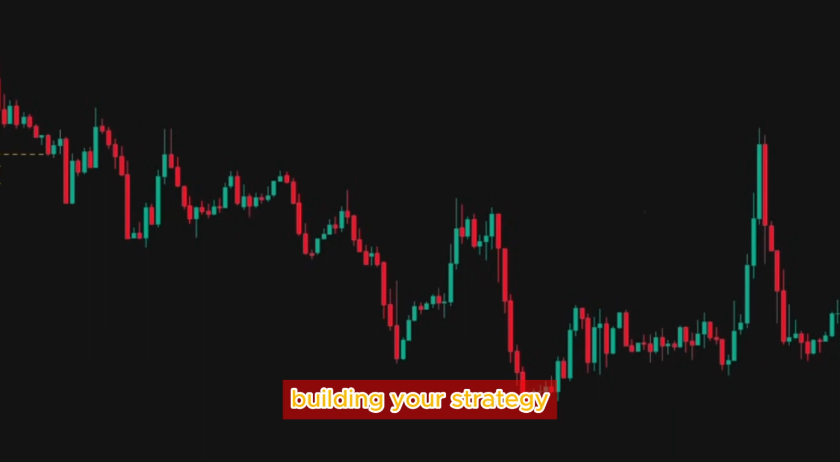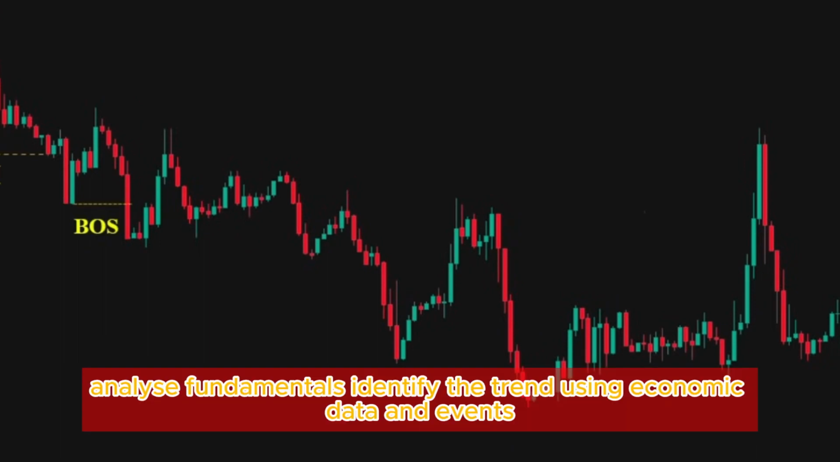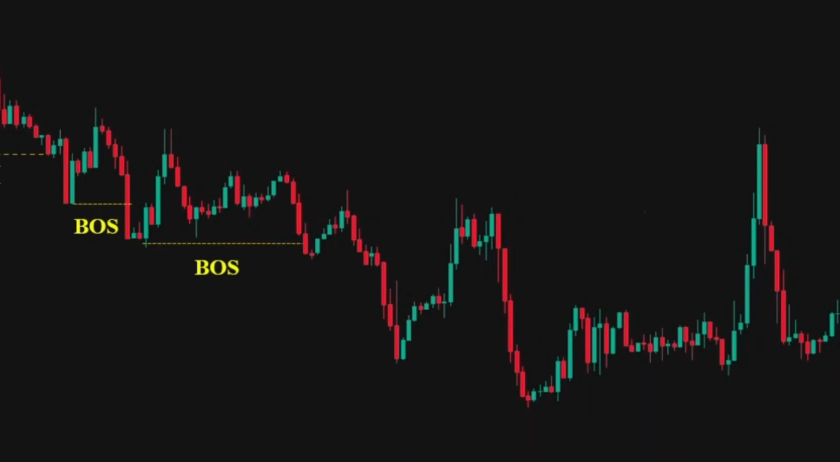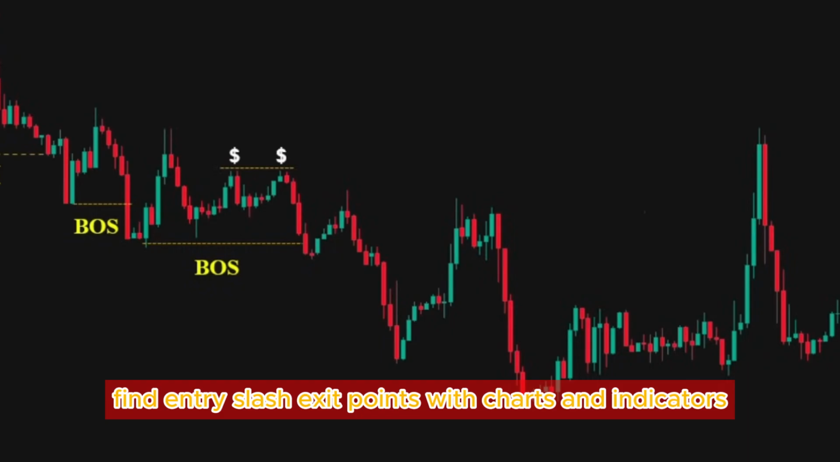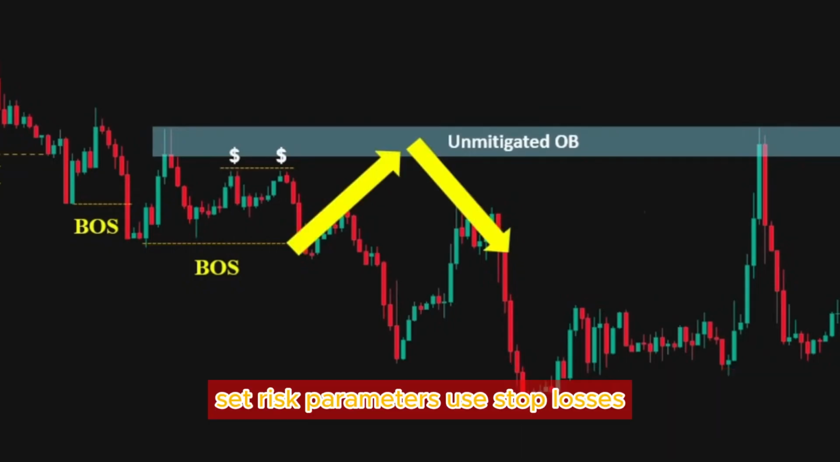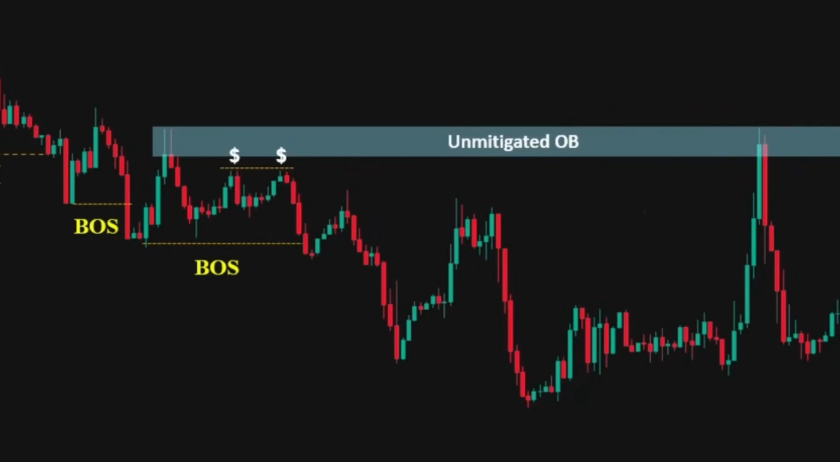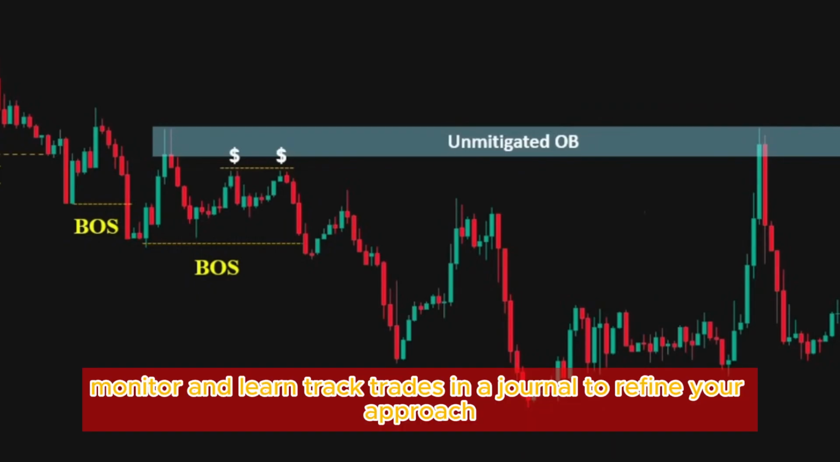Building your strategy. Here's a step-by-step framework. Analyze fundamentals: identify the trend using economic data and events. Apply technicals: find entry and exit points with charts and indicators. Check sentiment: ensure the market mood supports your view. Set risk parameters: use stop losses, proper sizing, and leverage wisely. Monitor and learn: track trades in a journal to refine your approach.